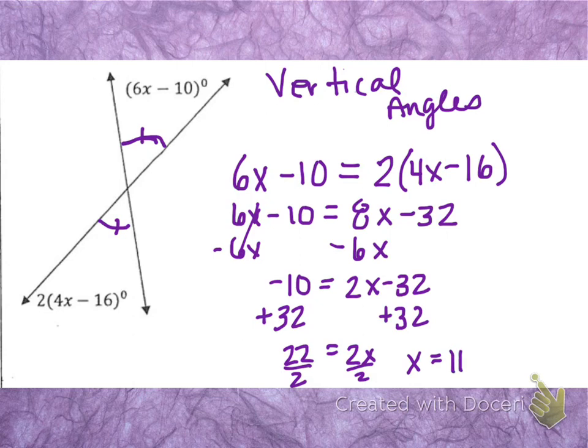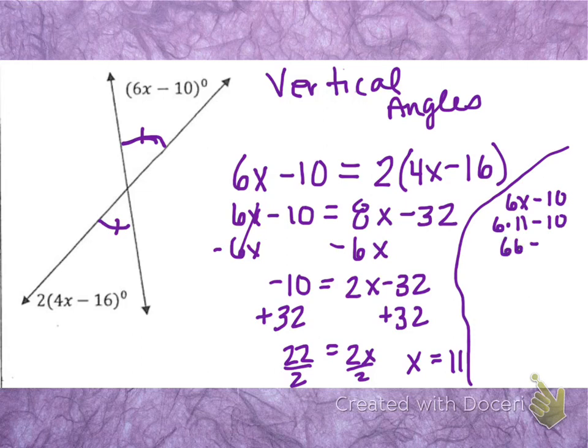Now remember that x is not the final answer. The 11 for x is just what x is. I'm looking for the angle measures. So the one angle was 6x minus 10, so that means that's 6 times 11 minus 10, or 66 minus 10, or 56 degrees. Now I want to make sure that matches with the other angle.